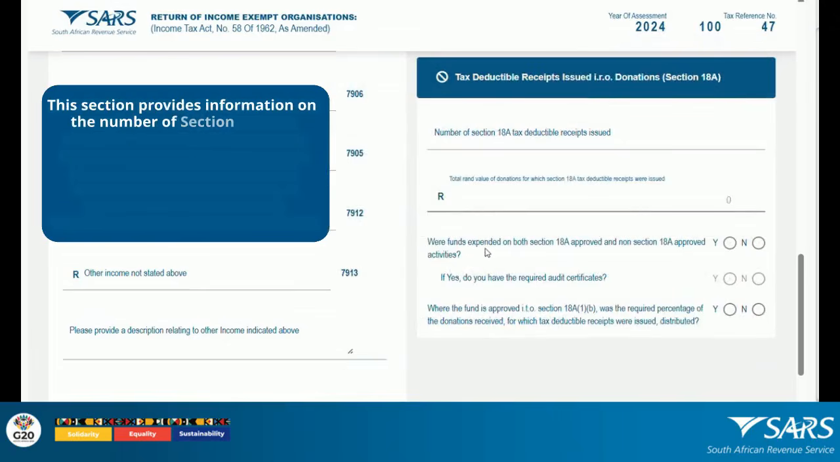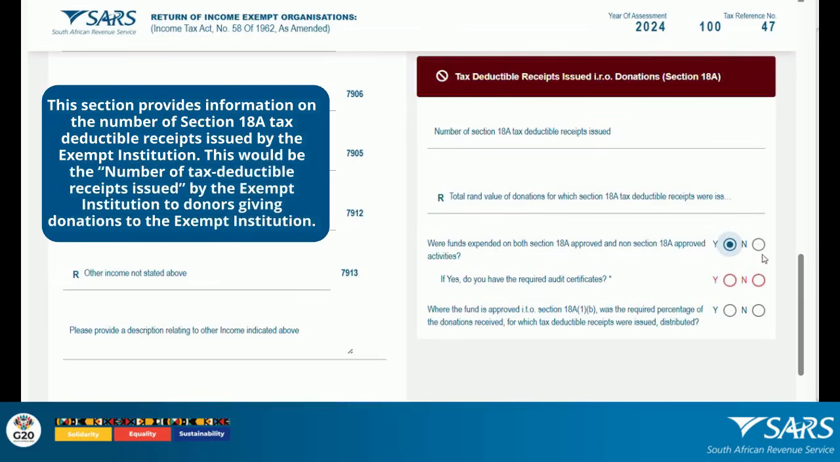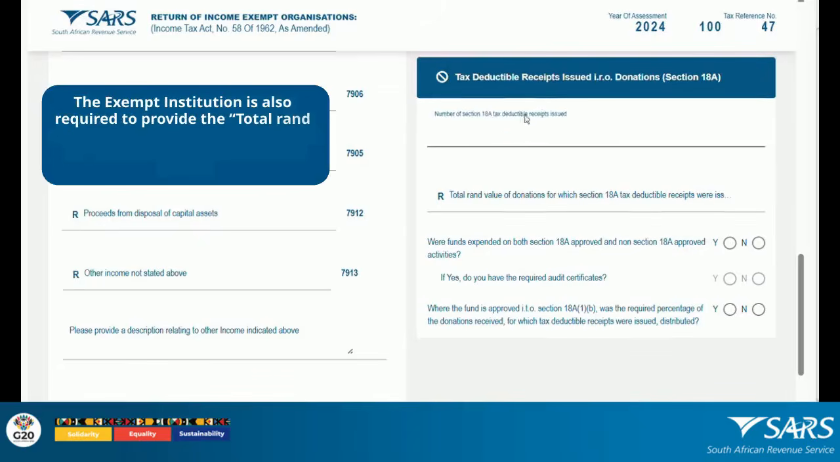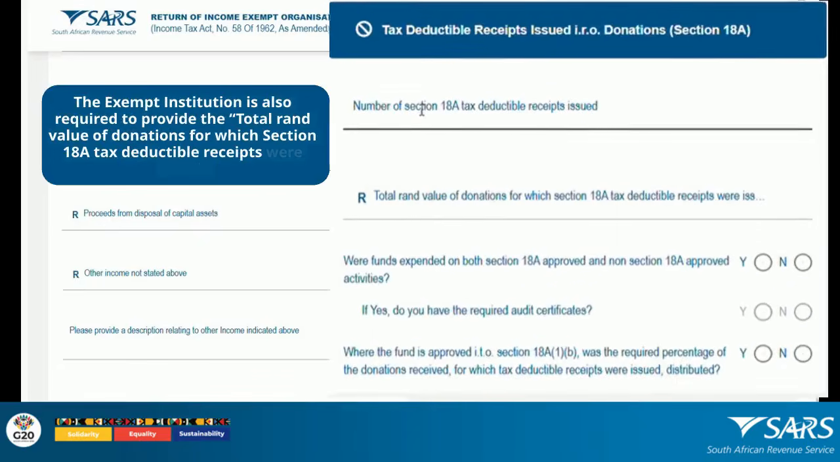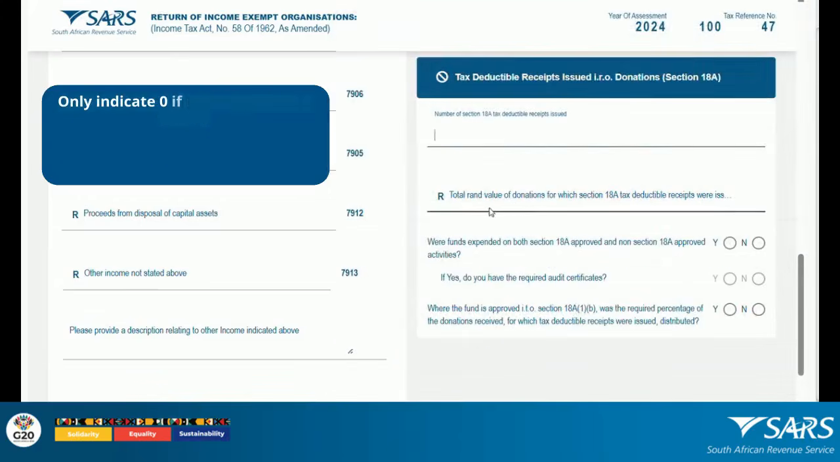This section provides information on the number of Section 18A tax-deductible receipts issued by the exempt institution to donors giving donations to the exempt institution. The exempt institution is also required to provide the total RAND value of donations for which Section 18A tax-deductible receipts were issued. Only indicate 0 if no receipts were issued.